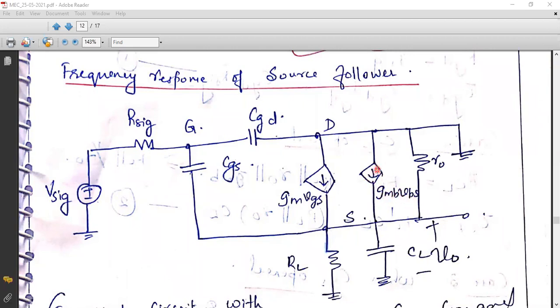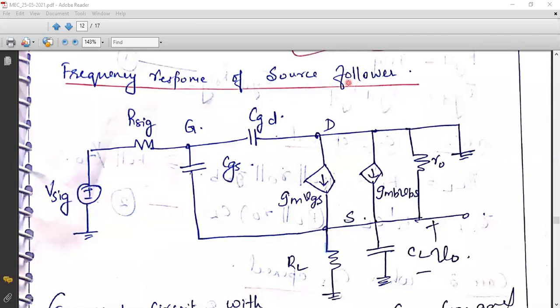This is nothing but the current due to the body effect, because we have a separate body terminal which is grounded, because of which we have a voltage called VBS, and there will be a current component because of this transconductance and voltage. That is what is called GMB into VBS. So we have two currents flowing from drain to source. Then there is a resistance called R0, which is your internal output resistance available between the drain and source. So this is the equivalent circuit of a source follower for frequency response.